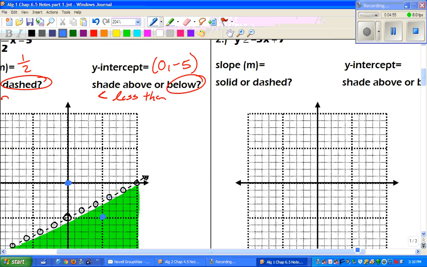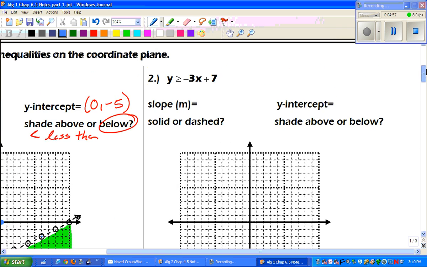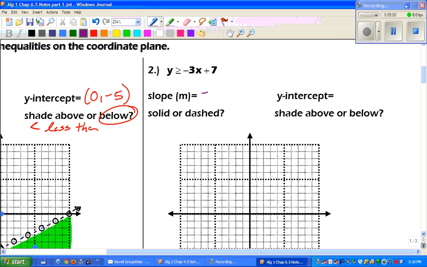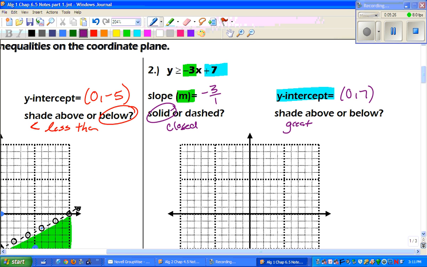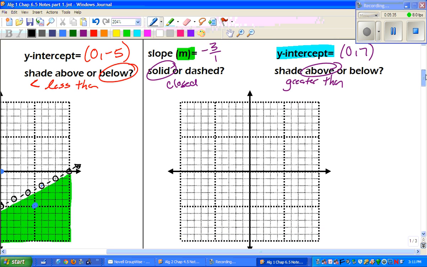All right, let's move on to number 2. Okay, we need to know the slope, which is negative 3 over 1. The y-intercept is (0, 7). Remember that we get the slope right there. The y-intercept is right there. Solid or dashed, this is closed because the line's underneath it, which means it's solid. Okay, this is greater than, which is above. Okay, so now this is going to be just like any other line.